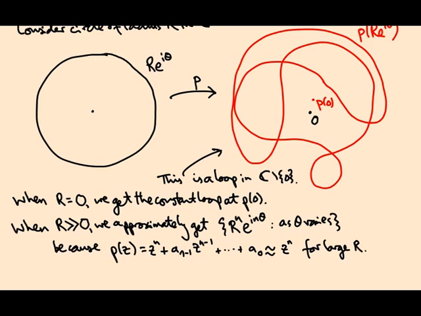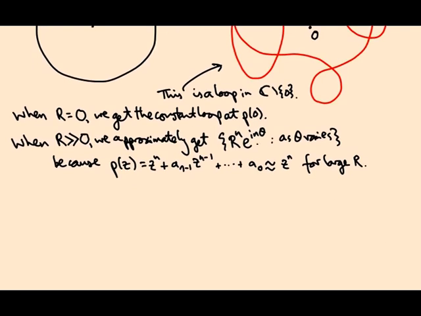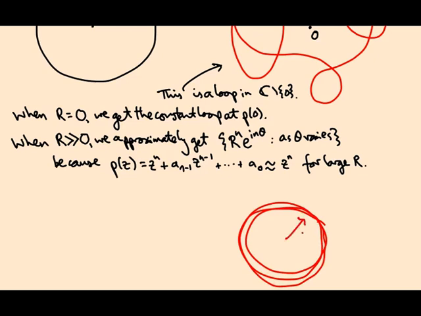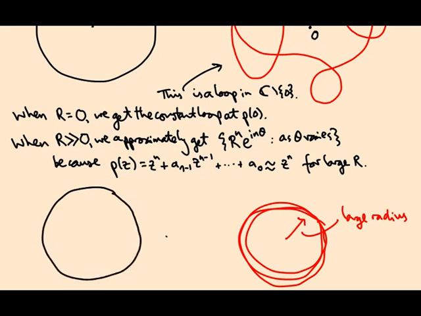But what does this loop look like? This has very large radius, r to the n, and as theta varies, e to the i n theta wraps around the unit circle n times. So it looks something like this, if n were equal to 3. So this is supposed to be really large radius.